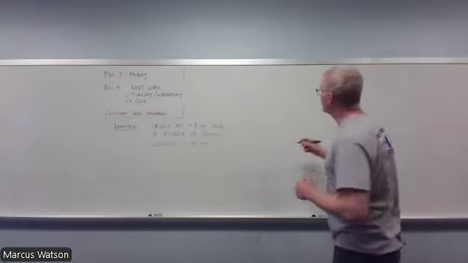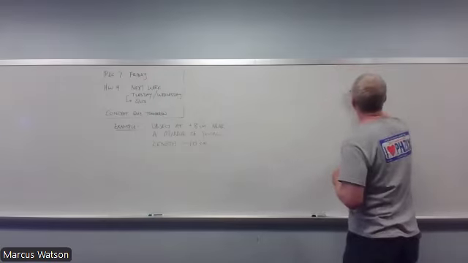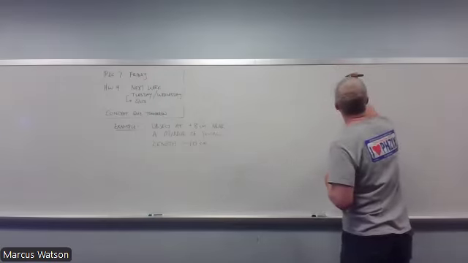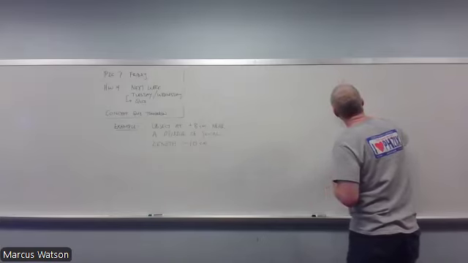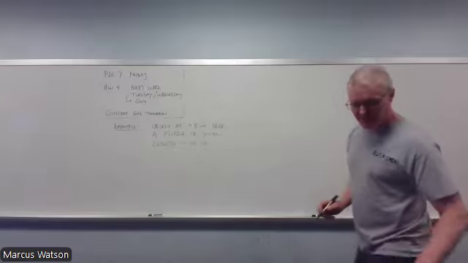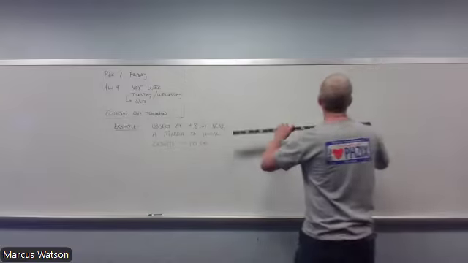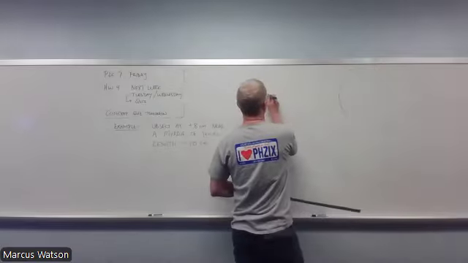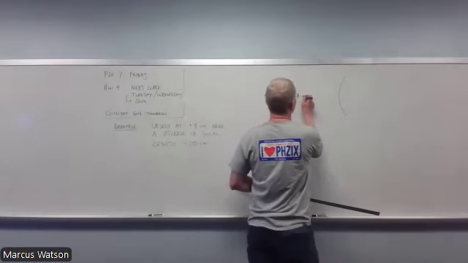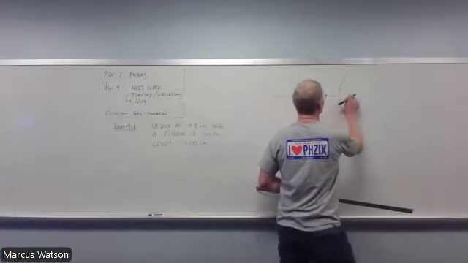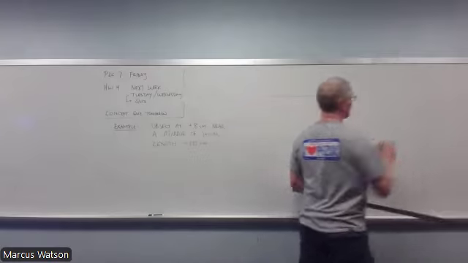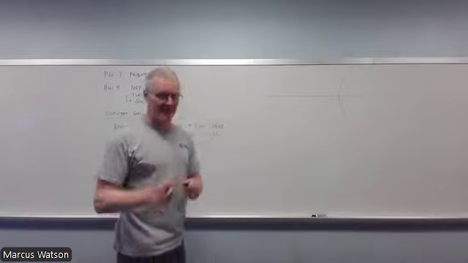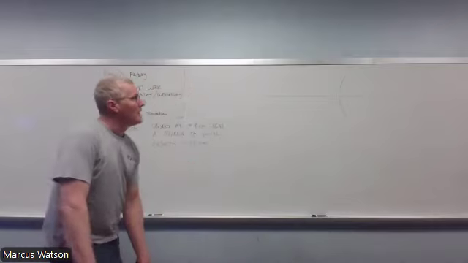Focal length negative 10 centimeters. So let's take a look at this. Here is a diverging mirror, and its optic axis is here. I'm going to go ahead and take the liberty of extending the optic axis all the way through.